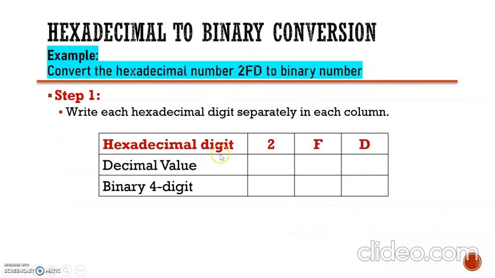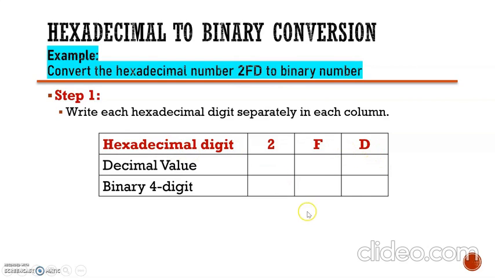So this is the example. For example, we have hexadecimal number 24D. We want to convert it to a binary number. So the first step is to write each hexadecimal digit separately in each column. Make sure you fill D in the last column, the first column from the right. So D goes here, 4 goes here, and 2 goes here. So this is the first step. Just write them separately like that.